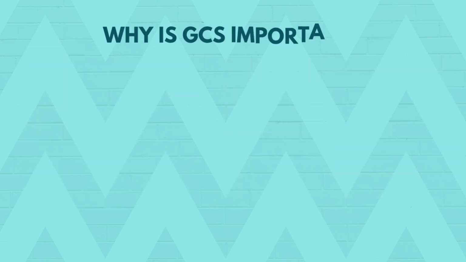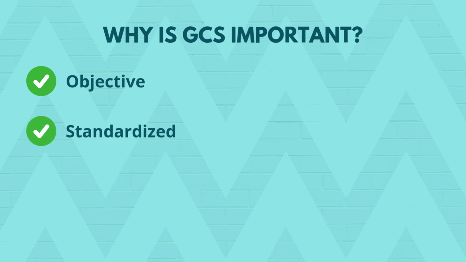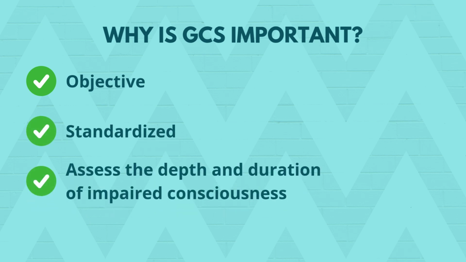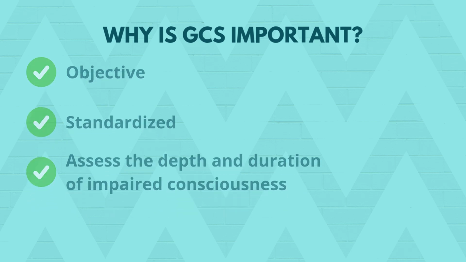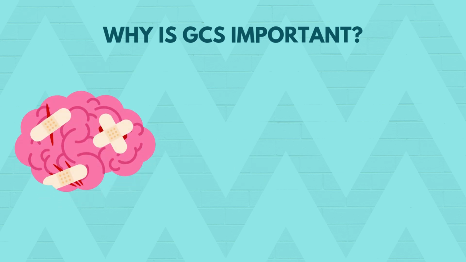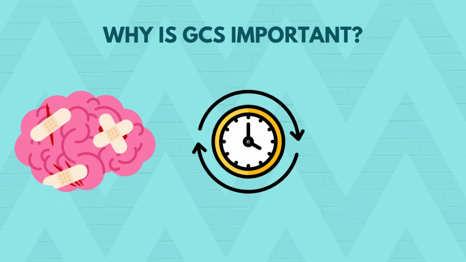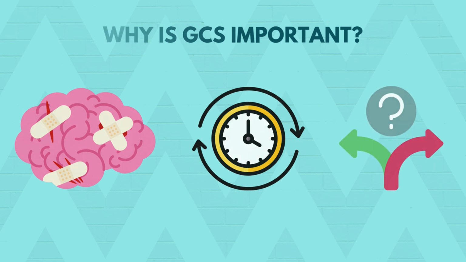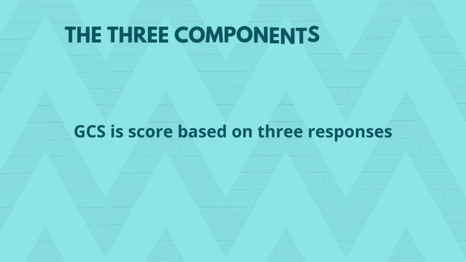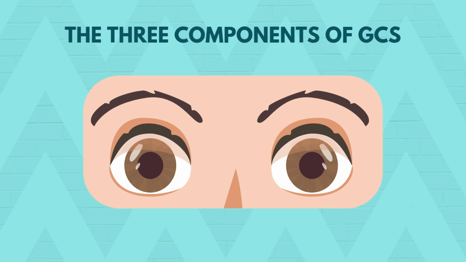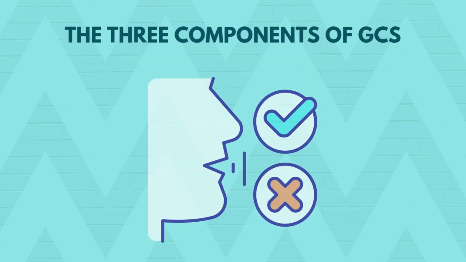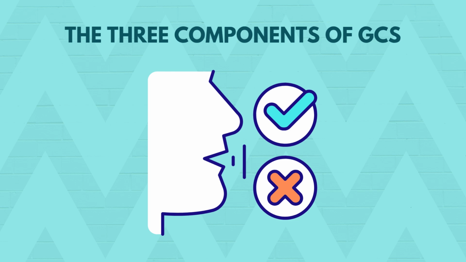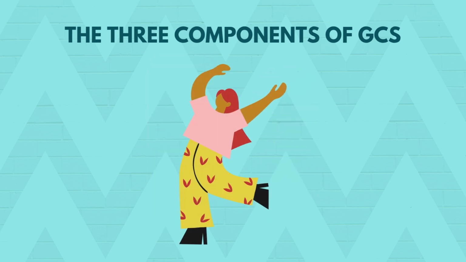The Glasgow Coma Scale gives an objective, standardized way to assess the depth and duration of impaired consciousness. It helps detect brain injury severity, monitor changes over time, and guide decisions about imaging, airway management, and ICU admission. It is scored based on 3 responses: eye opening, maximum 4 points, verbal response, maximum 5 points, and motor response, maximum 6 points. Let's break these down.